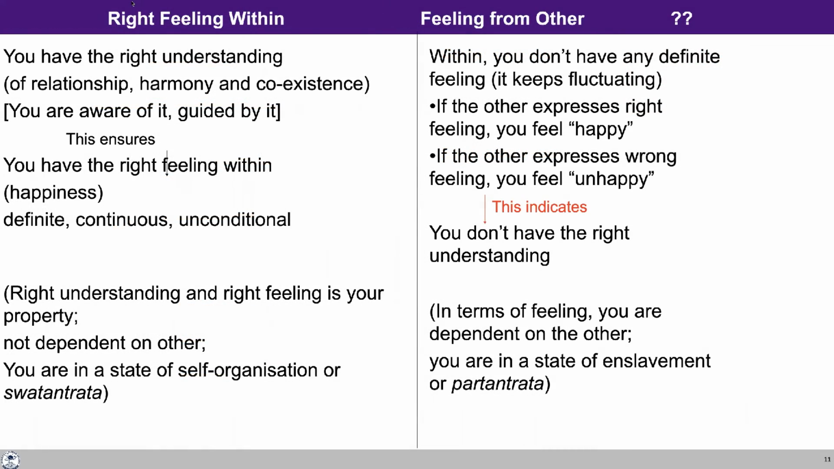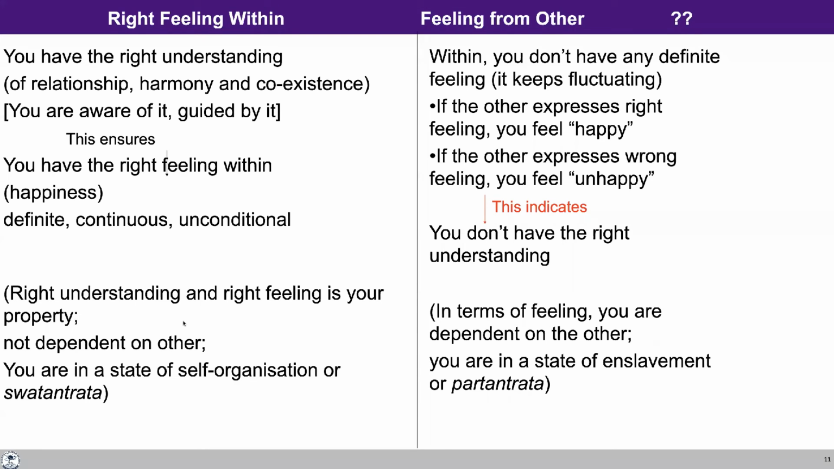Now, there could be two scenarios. One is we are having the right feeling within, and the other scenario could be we are trying to borrow the feeling from the other. So this state of having the right feeling within is possible only when you have the right understanding. That is, you have the understanding of relationship, harmony, and coexistence, and you are aware of it, and you are guided by it. And this ensures that you have the right feeling within, which ensures happiness in you. And this is something definite, continuous, and unconditional.